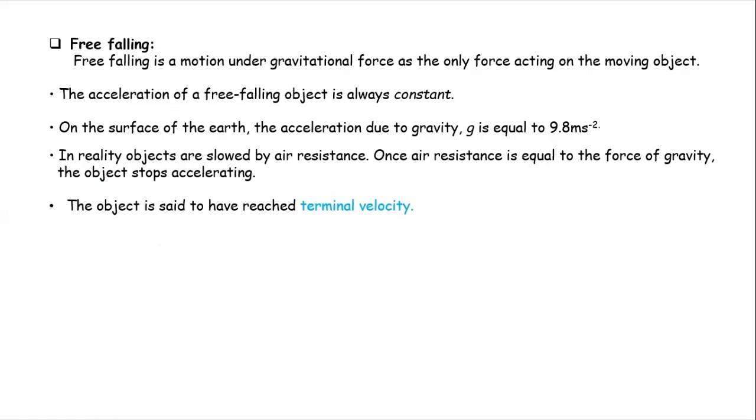Free falling is motion under gravitational force as the only force acting on the moving object. The acceleration of a free-falling object is always constant. At the surface of the Earth, the acceleration due to gravity, g, is equal to 9.8 meters per second squared. In reality, objects are slowed by air resistance. Once air resistance is equal to the force of gravity, the object stops accelerating. The object is said to have reached terminal velocity.